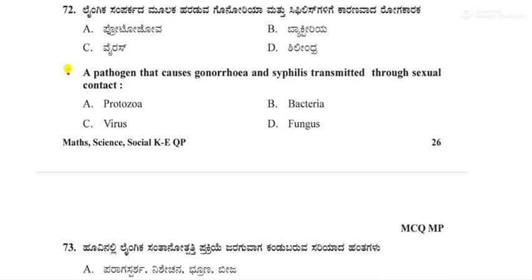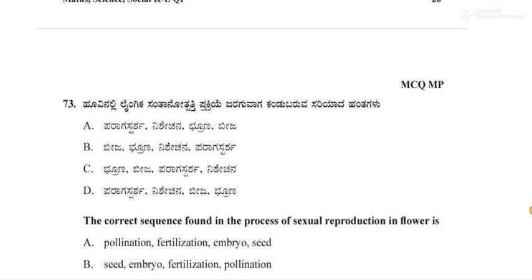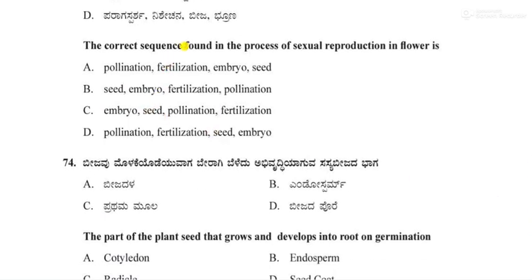Next is question number 72. A pathogen that causes gonorrhea and syphilis, transmitted through sexual contact, is dash. So it is, yes, bacteria. Option number B. Next is question number 73. The correct sequence found in the process of sexual reproduction in flowers is dash. So here option number A is the correct one. Pollination, fertilization, embryo, seed.